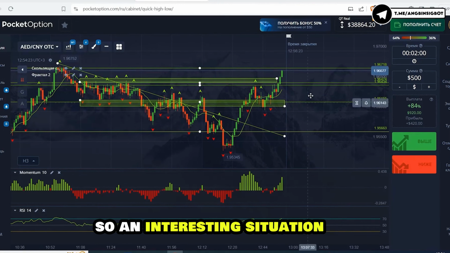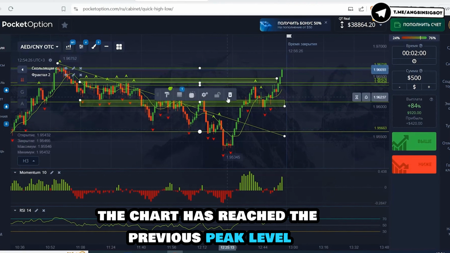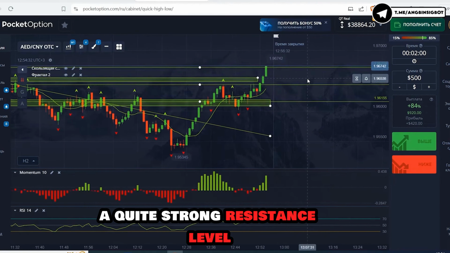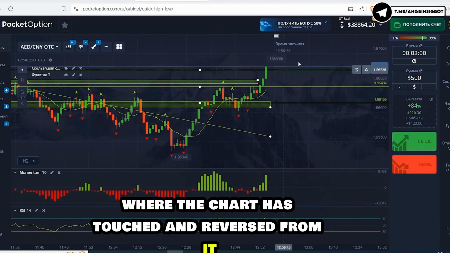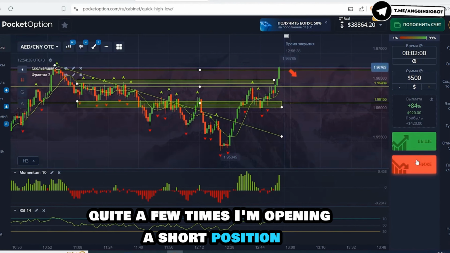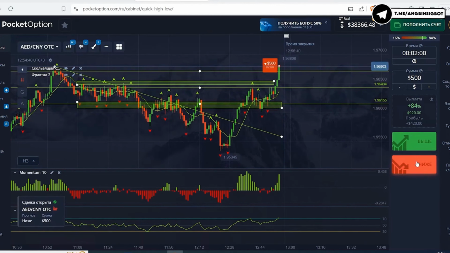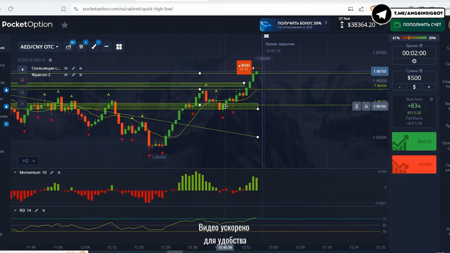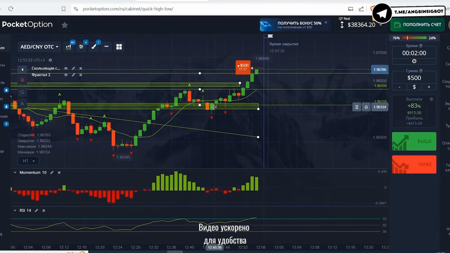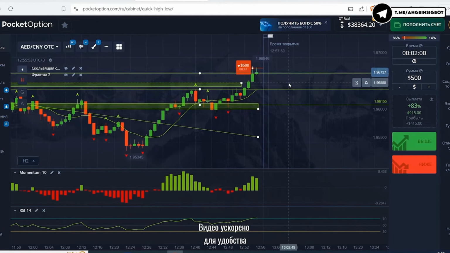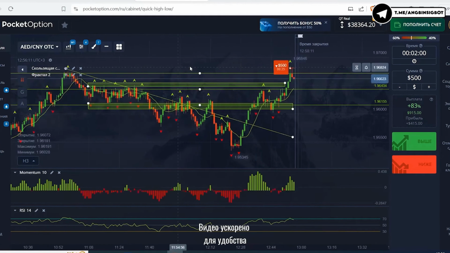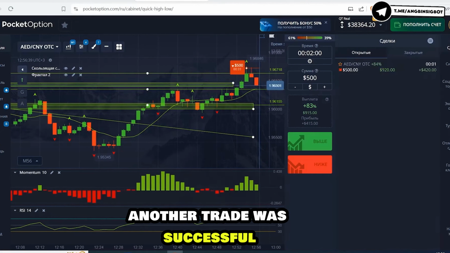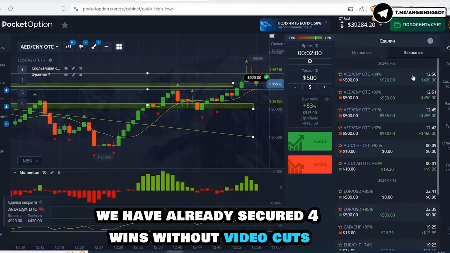So, an interesting situation. The chart has reached the previous peak level on our time frame and has also broken through a quite strong resistance level, where the chart has touched and reversed from it quite a few times. I am opening a short position. Another trade was successful. We have already secured 4 wins without video cuts.